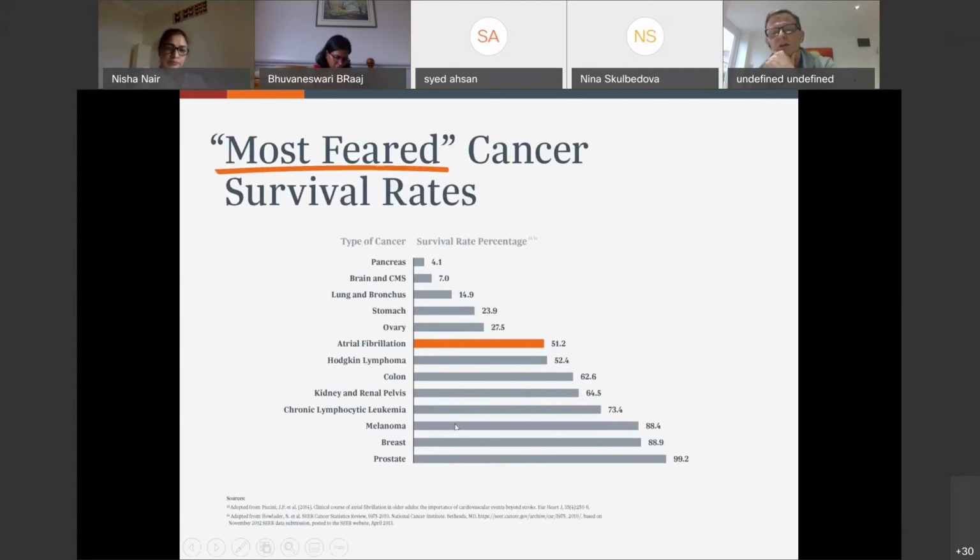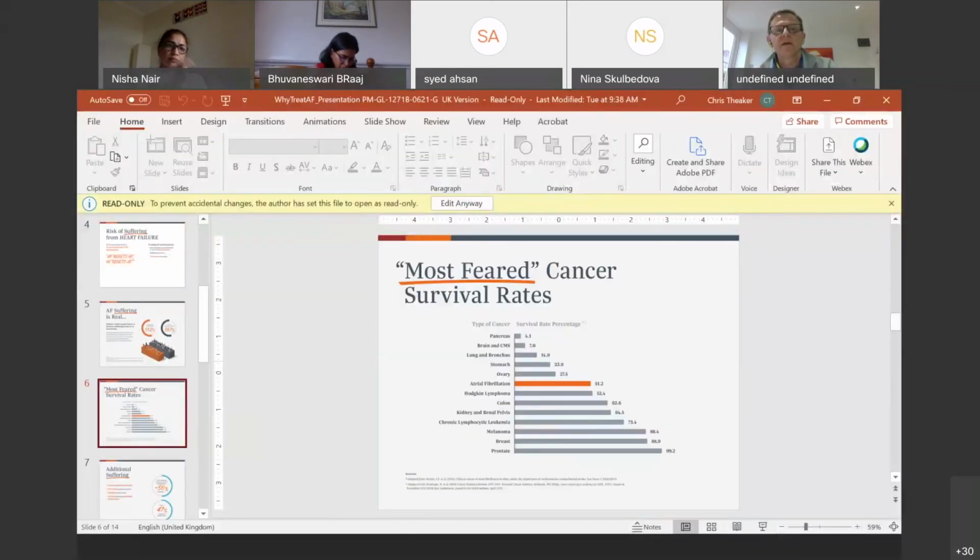So if you were diagnosed with chronic leukemia, you actually have a better chance of surviving that over 5 years than you do your atrial fibrillation. Now, I think a lot of people have already been curious about that. So let's look at the data.